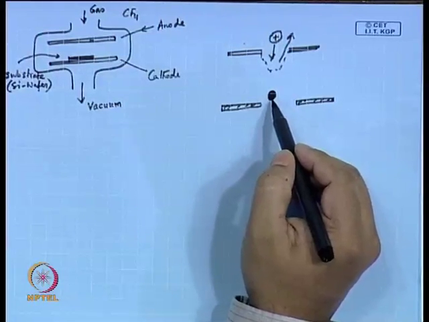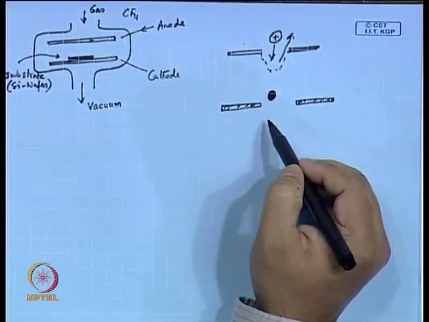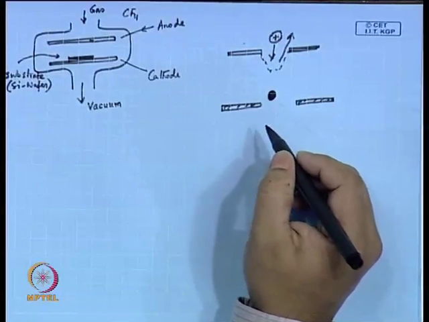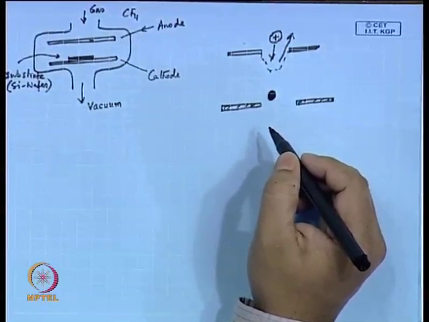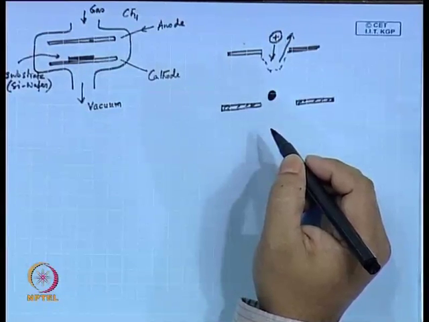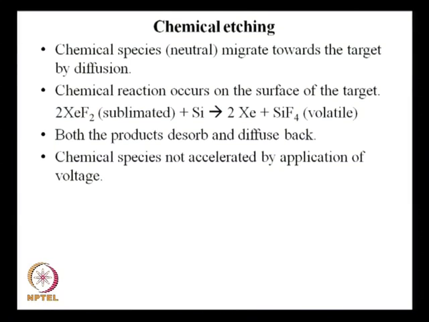This XeF2 reacts with silicon in the silicon wafer. This XeF2 reacts with silicon to form Xe and SiF4, okay. And this Xe and SiF4 is volatile. So, SiF4 is volatile. What does that mean? The product is SiF4. So, Si is eaten away.